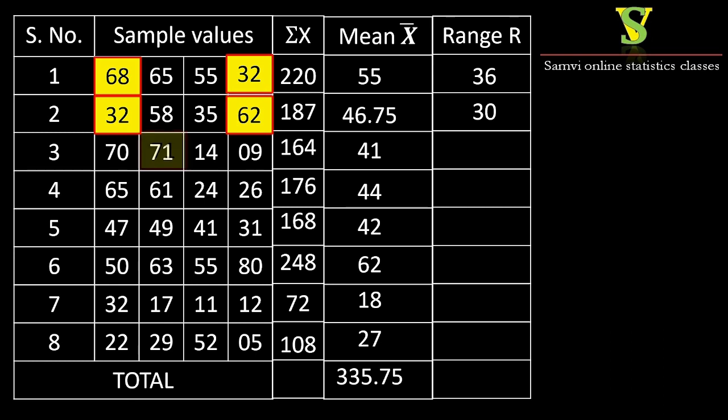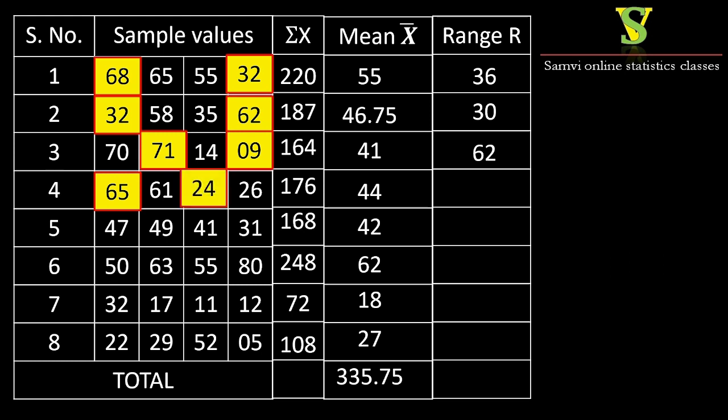Next row highest is 71 and lowest is 9. 71 minus 9 will get here 62. Next row highest is 65 and lowest is 24. 65 minus 24 will get here 41.